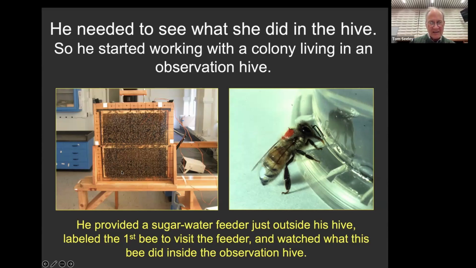Von Frisch had this, but he started out with a single frame hive. His hive was also inside the laboratory building where he was. He provided a sugar water feeder just outside the hive, just outside the window where the hive was. And he labeled the first bee to visit the feeder. And then he did the obvious thing. He watched to see what this bee did when she came into the observation hive.